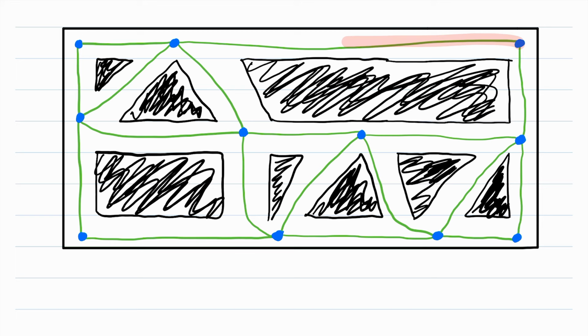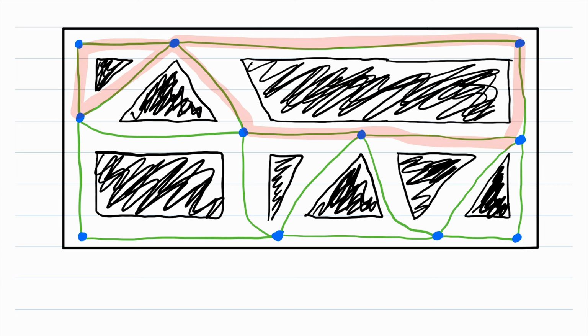For example, this here that I'm highlighting is a circuit. It's a closed walk that doesn't repeat any edges. It visits some vertices multiple times, but that's okay. But this is not quite what we're looking for, because we want our circuit to visit every single edge in the graph. So can we do it?